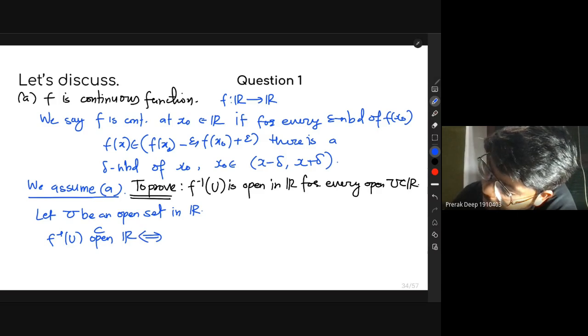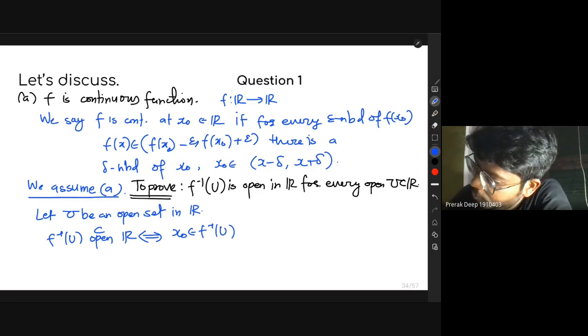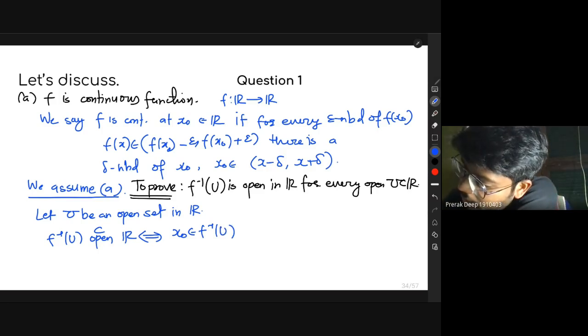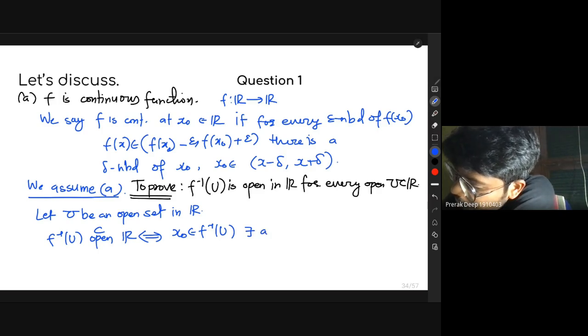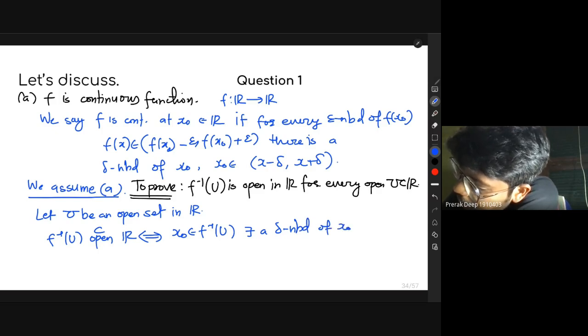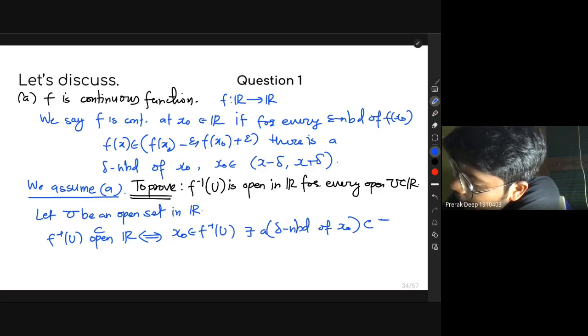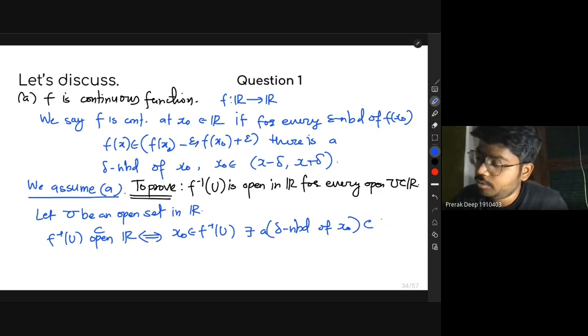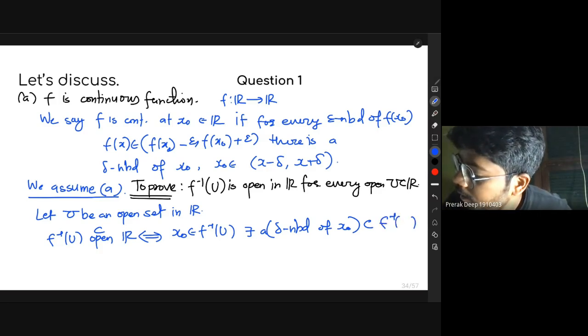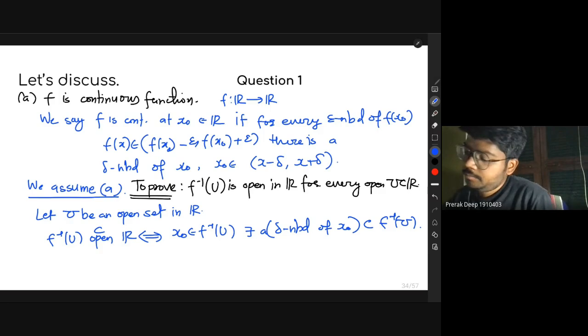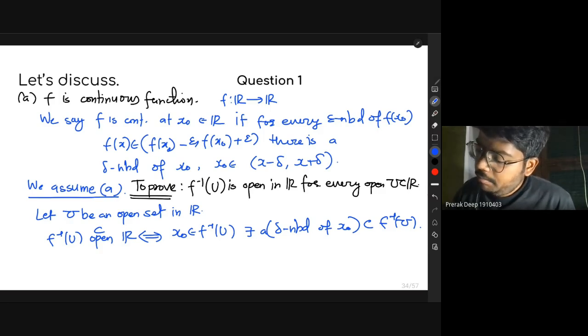Proving f inverse of u is open in R is equivalent to saying that if you take any point x naught in f inverse of u, there exists a delta neighborhood of x naught contained in f inverse of u. So we need to use these two facts: we assume A, and we also use the fact that u is open.